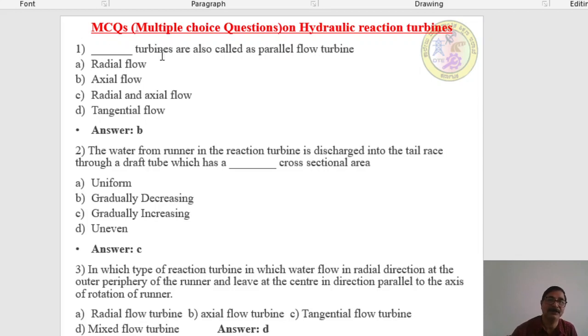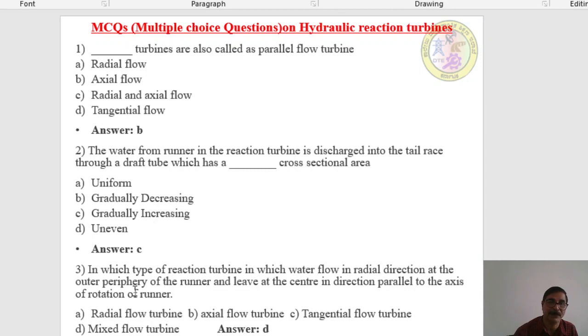Look at the question: parallel flow turbine. Parallel flow is nothing but flow which is parallel to the axis. Therefore, axial flow. The answer is correct. Second one: the water from the runner in the reaction turbine is discharged into the tail race through a draft tube which has dash cross sectional area. So the draft tube, as we know, has a gradually increasing cross sectional area.